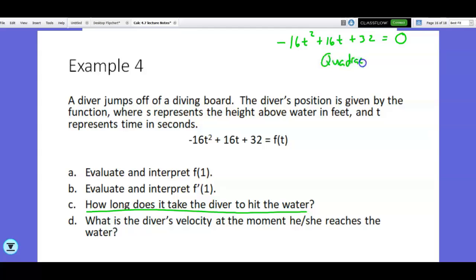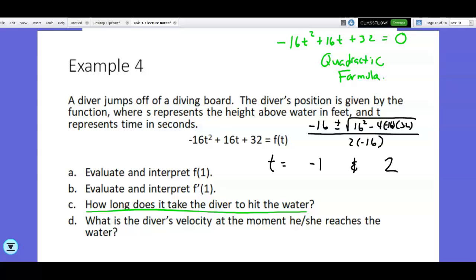Sometimes you can factor these, but I wouldn't count on it. Quadratic formula is going to come in handy every once in a while. So I'll go ahead and set that up. I'm going to pause my video, and when I unpause it, you guys will see the worked out final solution there. But you do want to know how to do the quadratic formula.